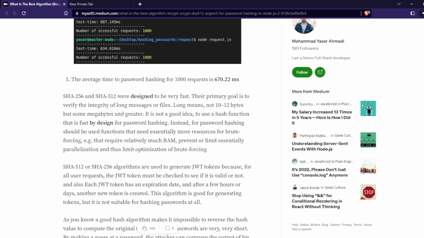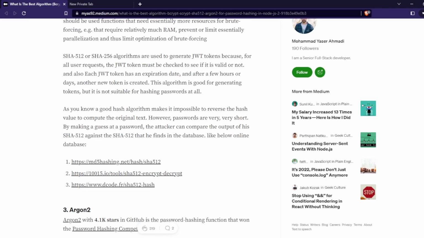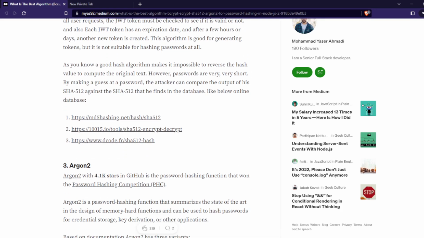optimization of brute forcing. SHA-256 is used to generate a JWT because for all user requests the JWT token must be checked to see if it is valid or not, and also each JWT token has an expiration date. After a few hours or days, a new token is created. The algorithm is good for generating tokens, but it is not suitable for hashing passwords at all. As you know, a good hash algorithm makes it impossible to reverse the hash value to compute the input. Passwords are very short. By making a guess at the password, an attacker can compare the output of such an algorithm against the database.